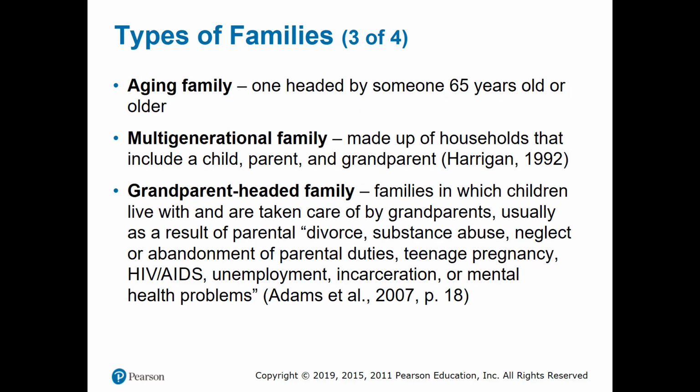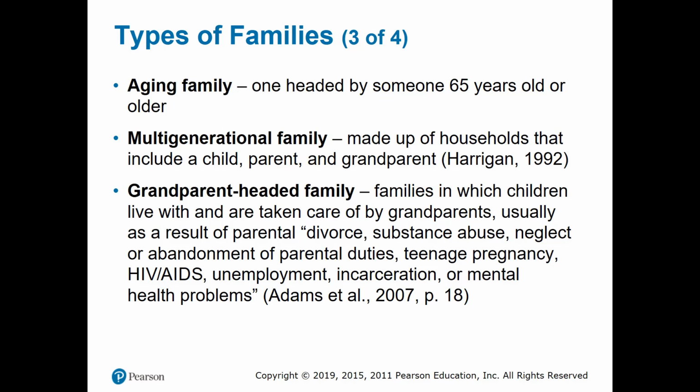An aging family is one headed by someone 65 years or older. Once again, this could be a nuclear family, just depending on the age and stage of adoption or childbirth. Also potentially raising children from a current generation. So for example, grandparent heads of households who have legal custody of grandchildren. So again, there are a lot of different ways that an aging family could be established.